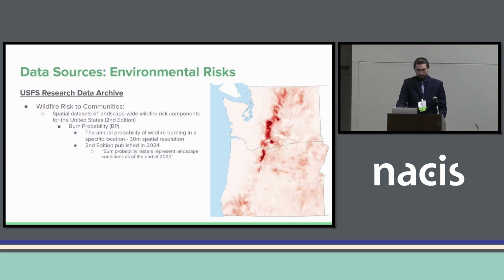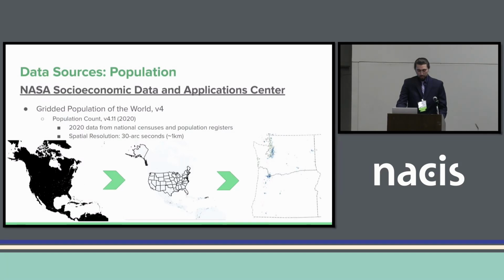Here's one data set, which is the burn probability raster file with the 30-meter spatial resolution. And here is the population count data set with the 30 arcsecond spatial resolution, or approximately 1 kilometer.